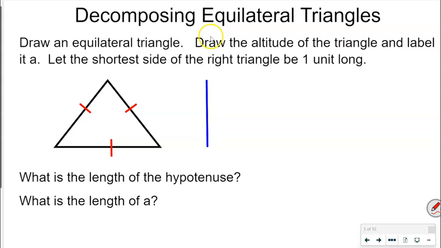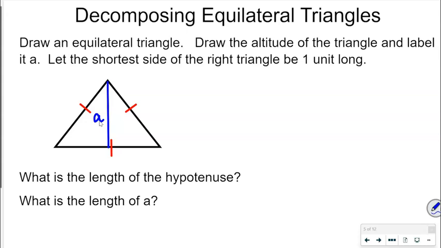First we're going to decompose the equilateral triangle. So we're going to draw an equilateral triangle on your paper. Knowing it's equilateral, we would put tick marks on all three sides because that means all three sides are the same. Then it says draw an altitude of the triangle and label it A. I have already drawn that, so that is going to be my A right there. An altitude is a height, just another way to say height, and we're going to label it A.